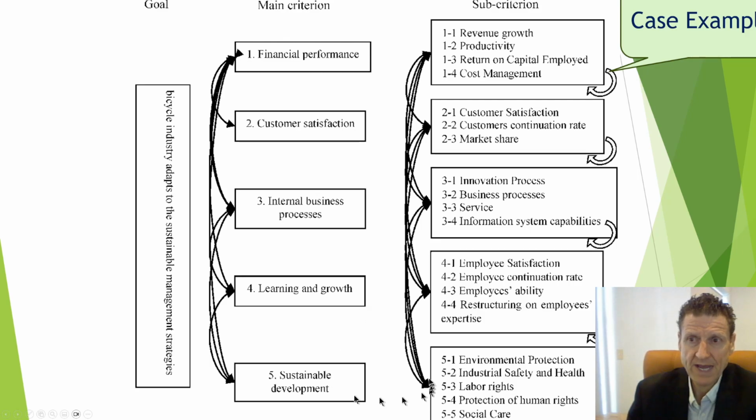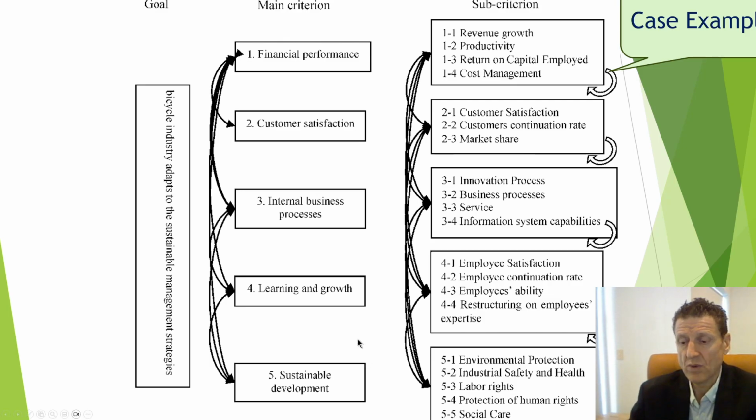And with the fifth element, where we're bringing in elements of sustainable development and measuring things like social care, protection of human rights, labour rights, industrial safety and health, we're measuring these things, then they start to become visible. They start to become an equal component of the company's strategy.